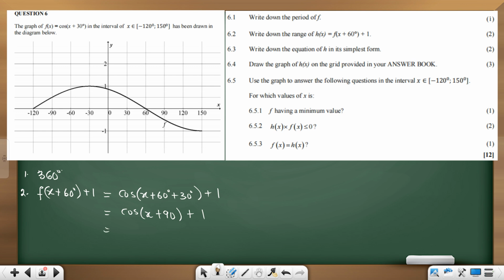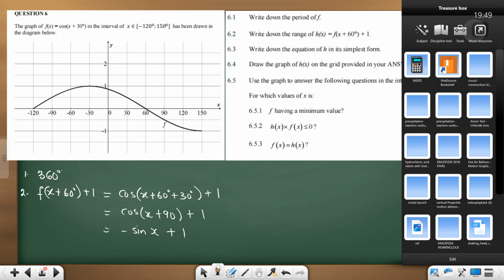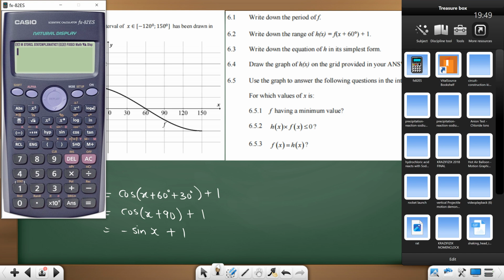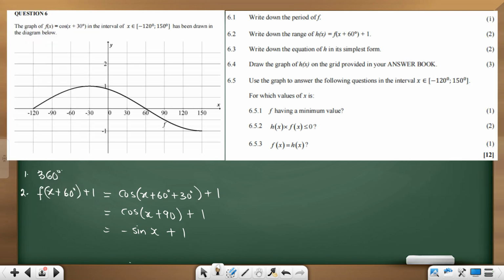This becomes cos of x plus 90, plus 1. And what is cos of 90 plus x? That is negative sine x. Do you remember that? Anytime I see a 90, the trig ratio should change. So cos of x plus 90 would be equal to negative sine x. What am I looking for? I'm looking for the range.